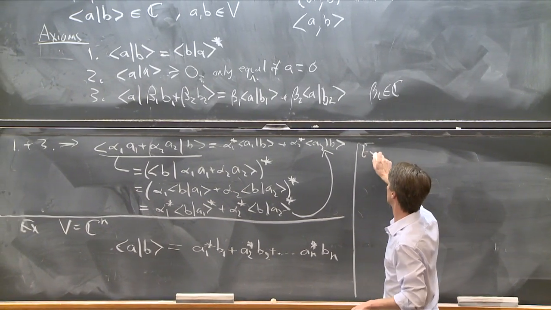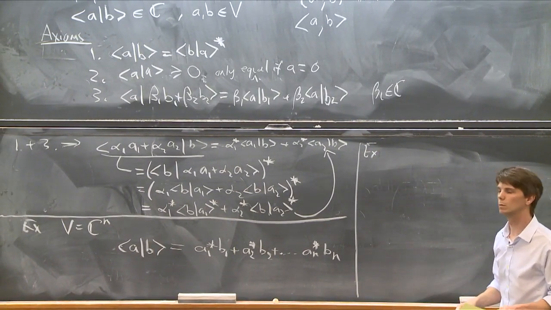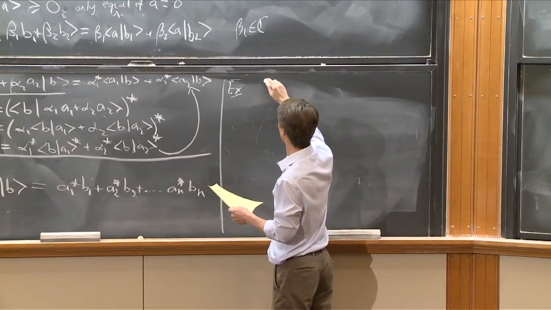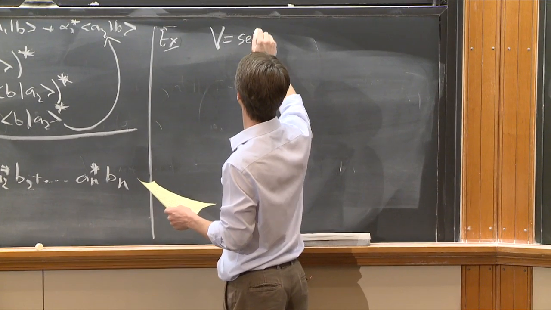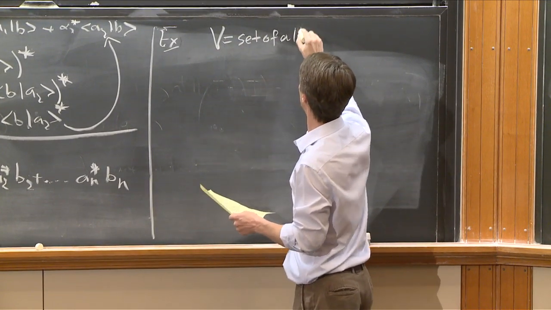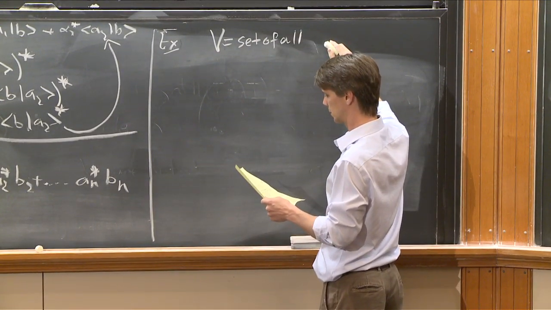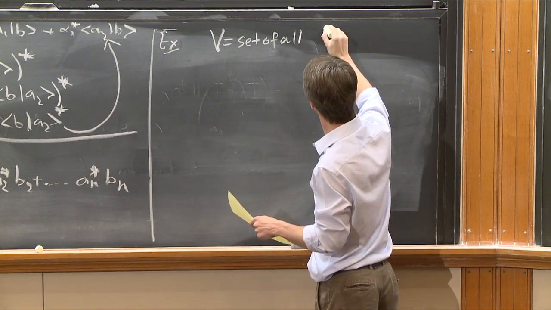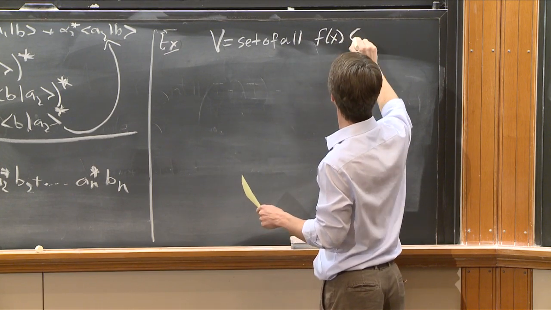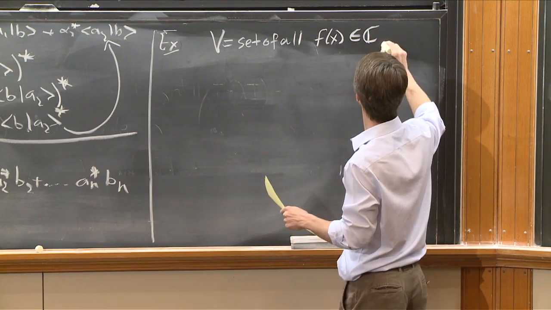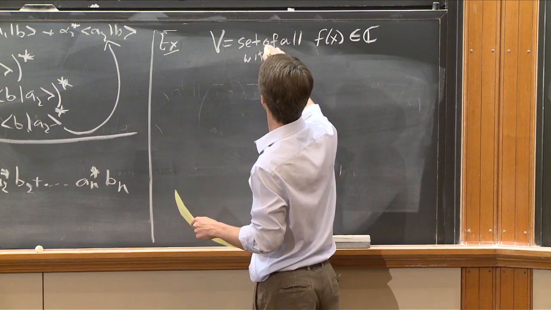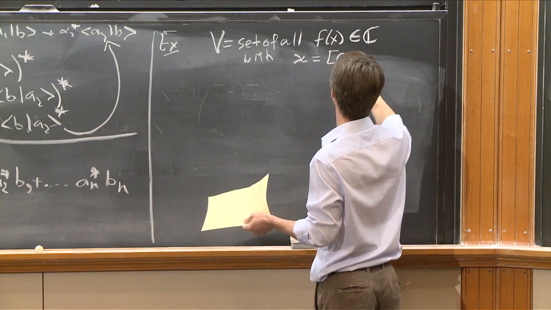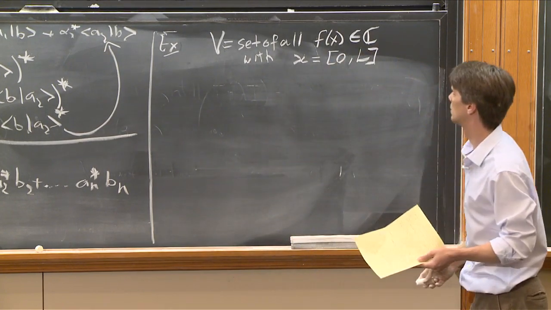Another example is actually an example of an infinite dimensional vector space. Let's take V is the set of all complex functions, all f of x that are in C with x living in some finite interval. Okay?